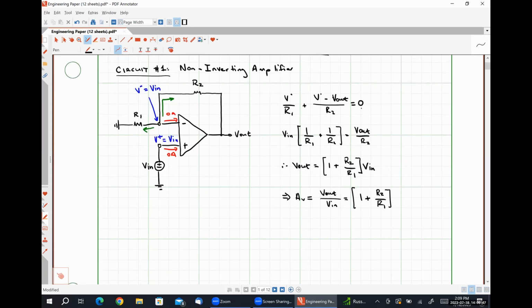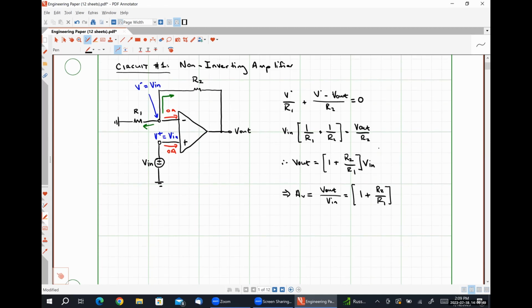The second circuit that we're going to look at is almost identical to this non-inverting amplifier topology. The principal difference is that we are going to swap where we apply ground and where we apply our input voltage. Let's put it down here. So this will be circuit number 2.